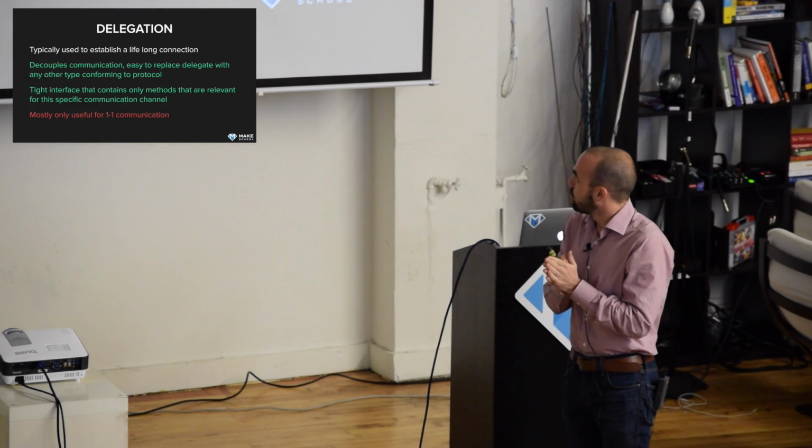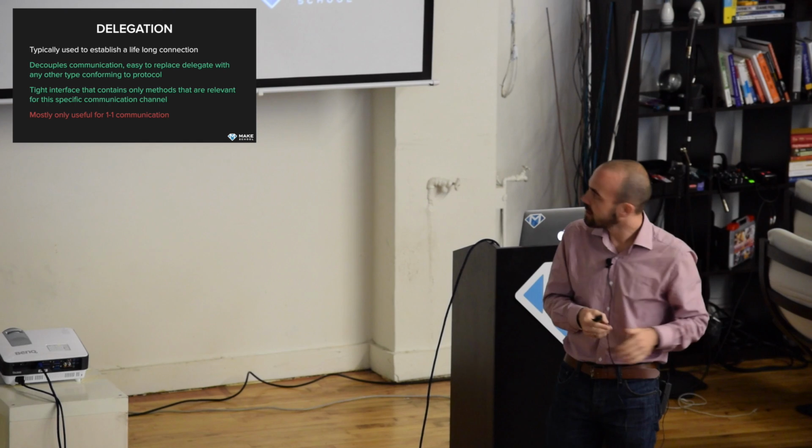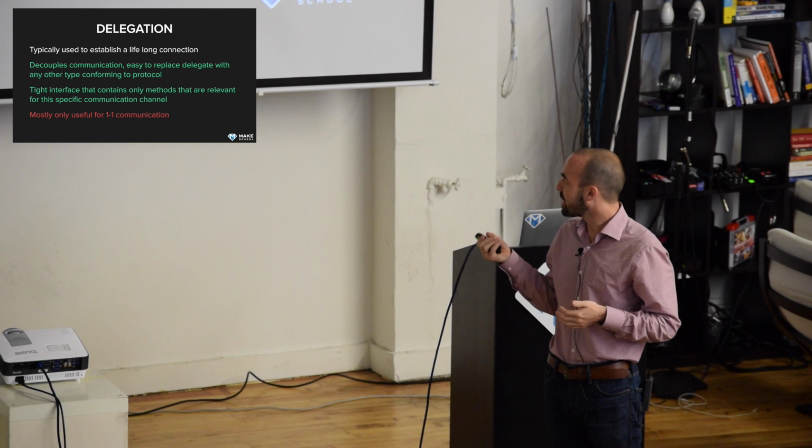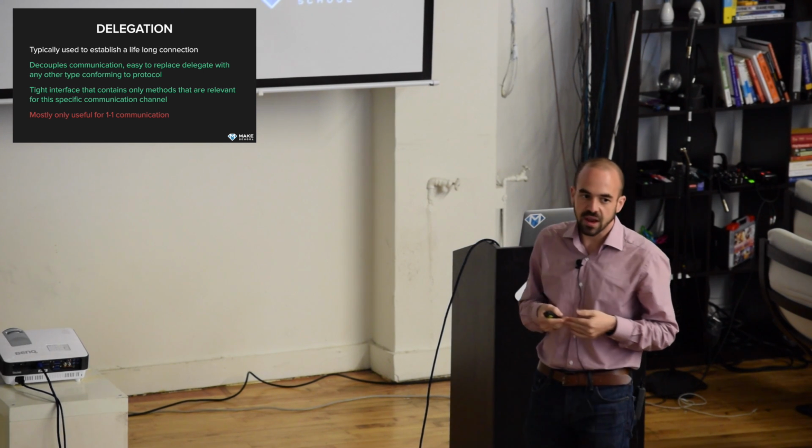So advantages here compared to the first one is we decouple the communication. That means we basically can replace the consumer just by having another class that implements the same protocol. We also have a tight communication interface. We can only use the methods that we actually explicitly added to that protocol that we created. We still have the same problem that it's only useful for one-to-one communication.